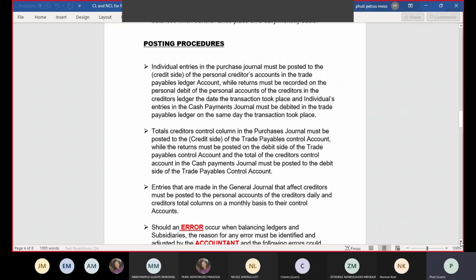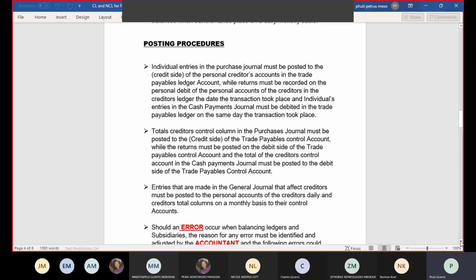Meaning that when you do the CPJ, you're going to have a column for creditors control account, and that's how you're going to allocate all this list of your creditors according to the payments that you are making. Total creditors control in the purchases journal must be posted to the credit side of the trade payables control account. You total the whole list, and you transfer it to your trade payables control account.